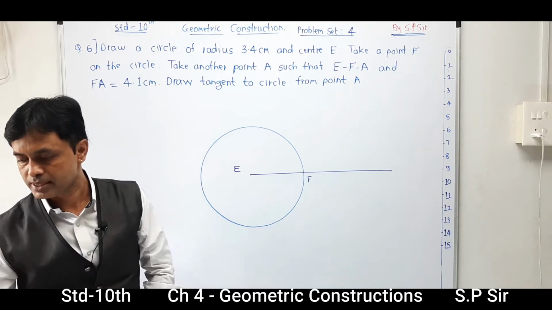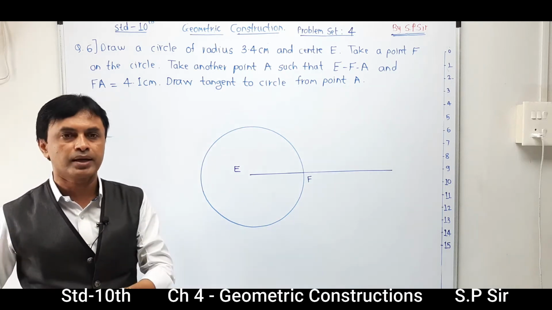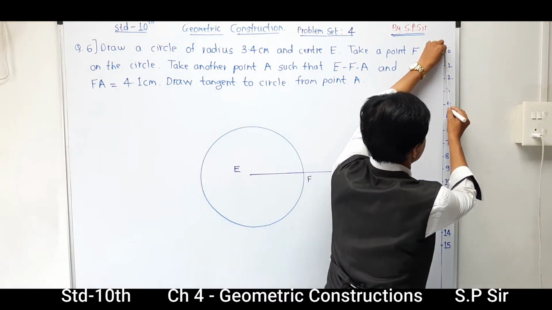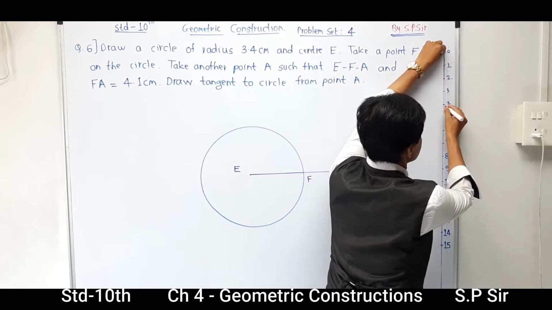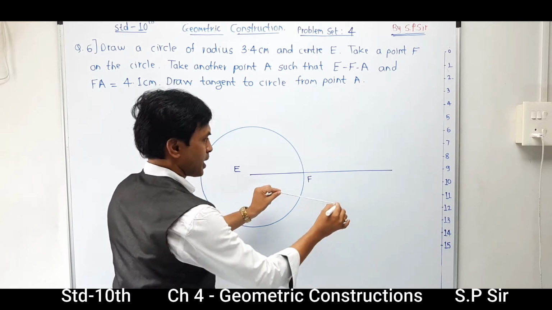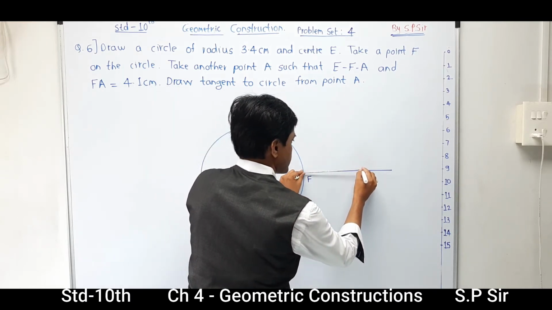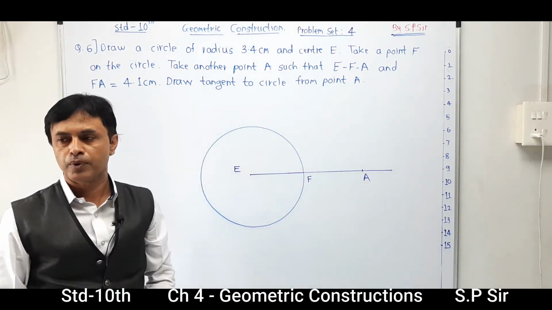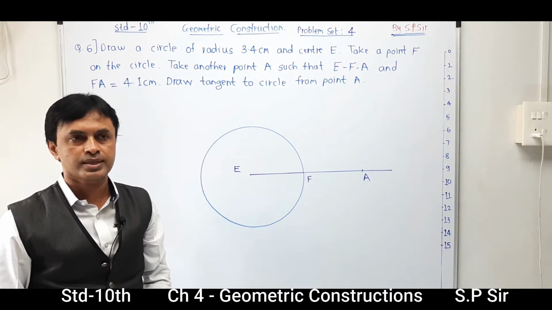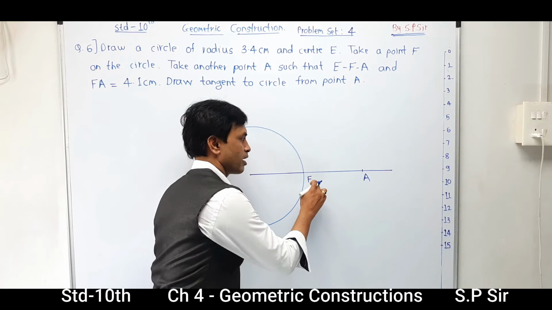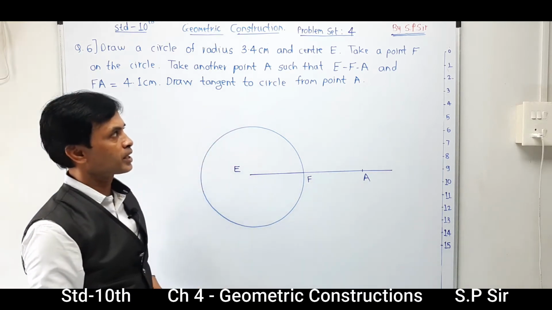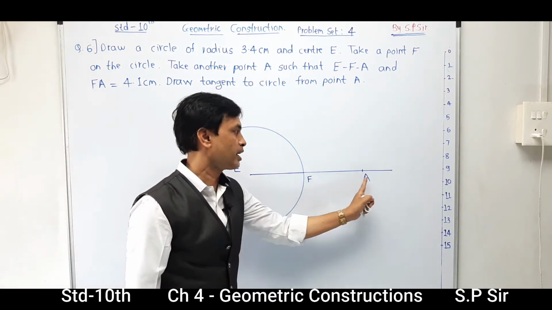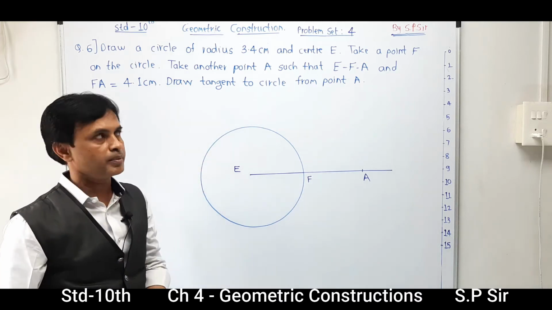Means again we have to take a distance 4.1 over here. So the distance from F to A, this distance, is 4.1. So I am indicating over here F to A, that is 4.1. Now moving to the next part, E is over here, F is over here, A is over here, and all three are collinear, where radius E to F is as per the condition 3.4 centimeter and F to A is 4.1 centimeter.